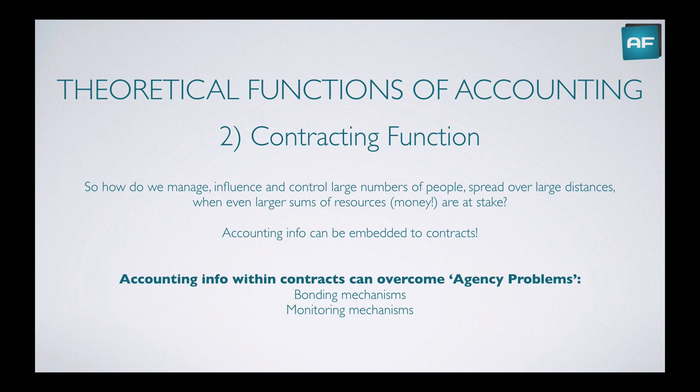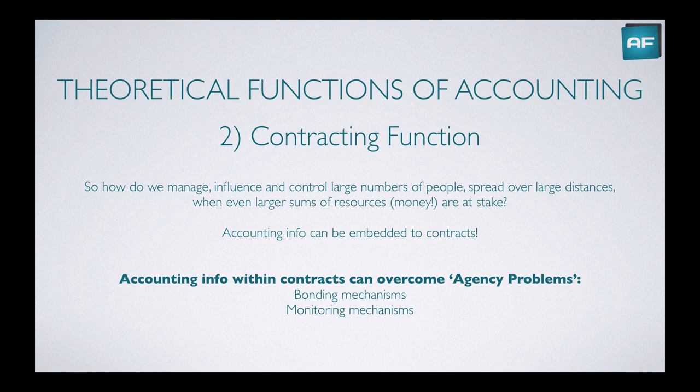Now, an example of a bonding mechanism we can embed into his contract is we can say, okay, mine manager, if our mine generates X amount of profit this year, then I will give you a bonus. So we're bonding the mine manager's motivations and mine. We're saying, I want profit as the owner. Now, if you give me profit, then you'll get a bonus. So essentially, we're bonding our motivations, so we want the same thing. That's one example there. The other example is the monitoring mechanisms.